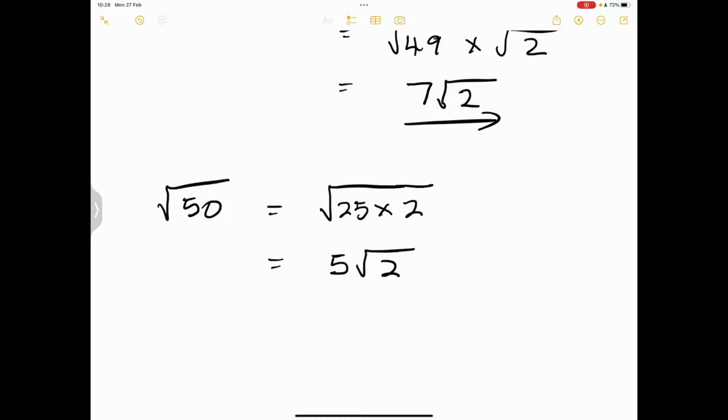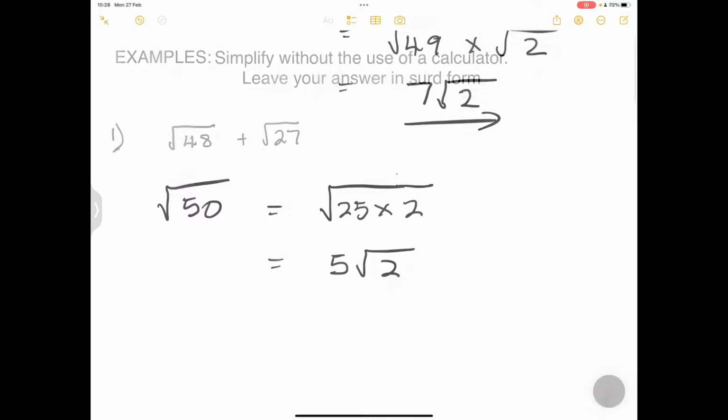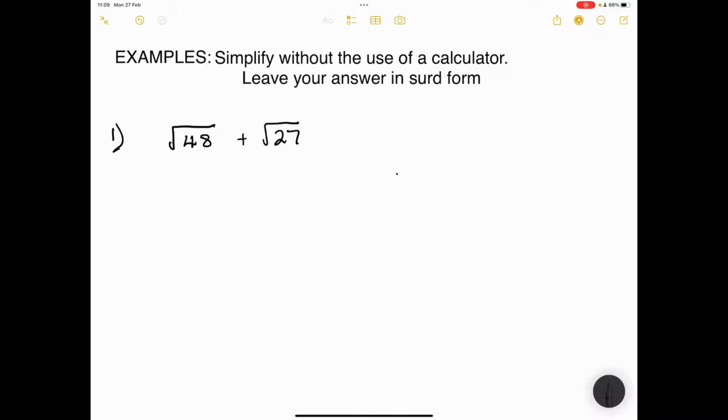All right, so we will look at these even more as we go through examples. Let's go through our examples now. All right, so let's check out the following examples. They say to us, simplify without the use of a calculator. Leave your answer in surd form.